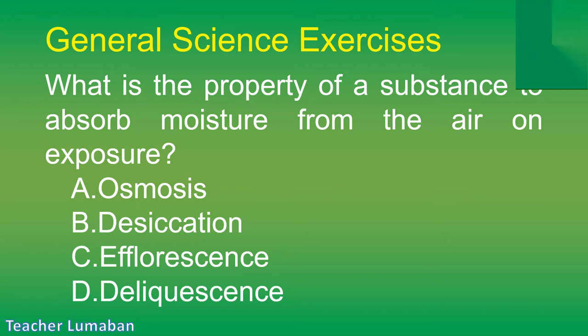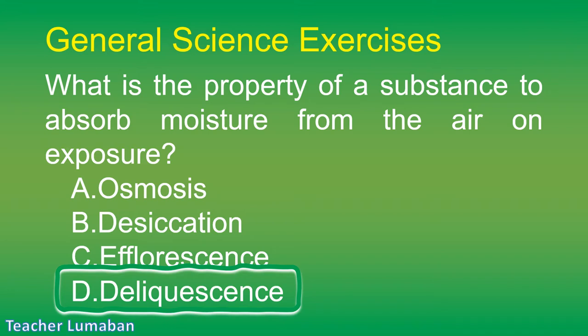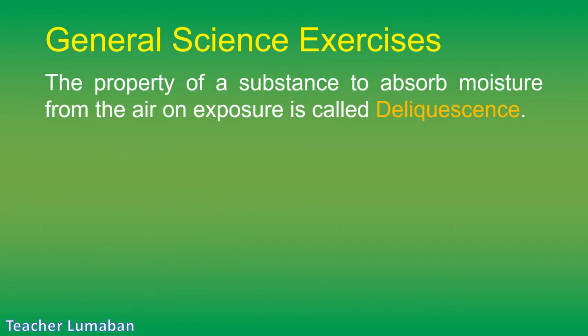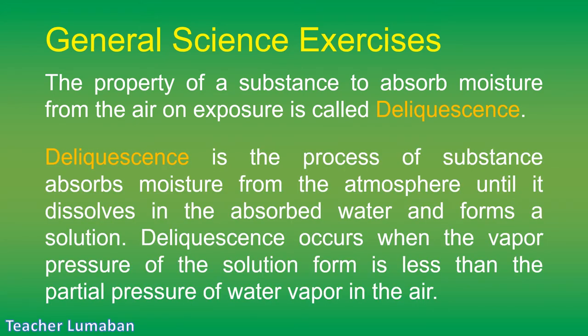The correct answer is letter D, deliquescence. The property of a substance to absorb moisture from the air on exposure is called deliquescence. Deliquescence is the process by which a substance absorbs moisture from the atmosphere until it dissolves in the absorbed water and forms a solution. Deliquescence occurs when the vapor pressure of the solution formed is less than the partial pressure of water vapor in the air.